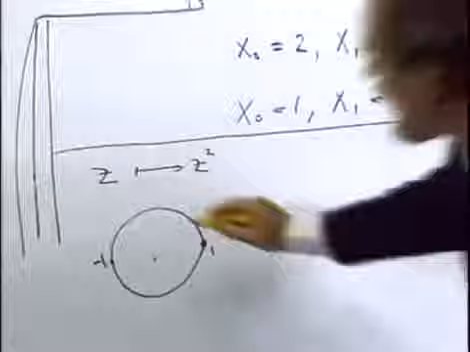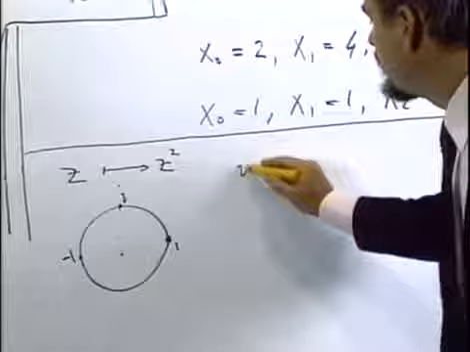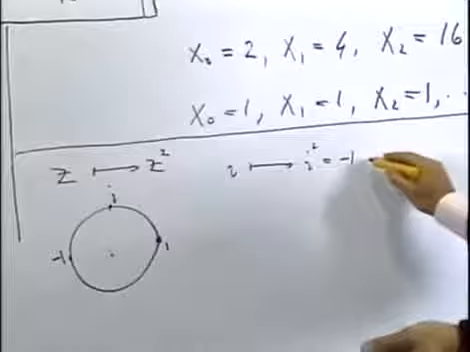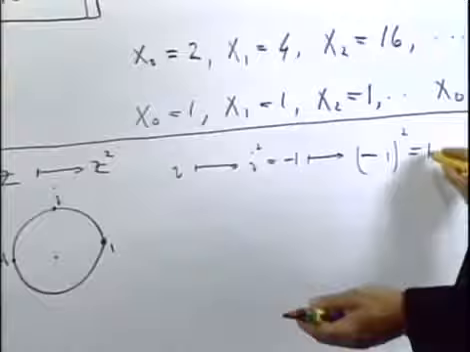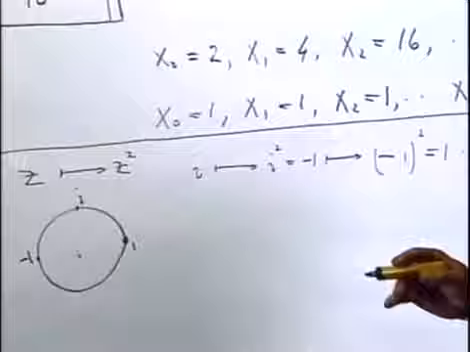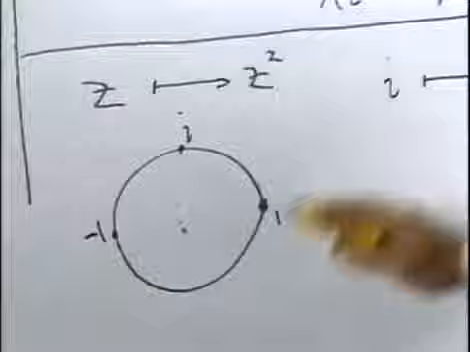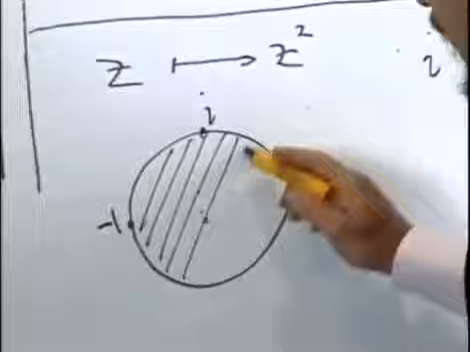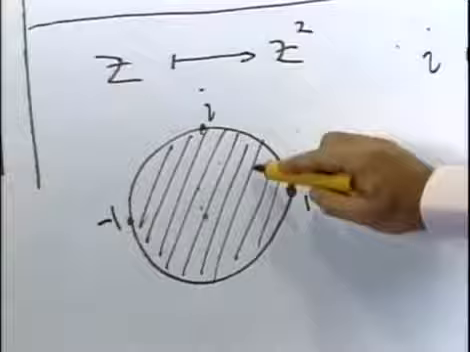What happens, for instance, at the number i? Well, i maps to i squared, which is equal to minus 1, which maps to minus 1 squared, which is equal to 1. So after two moves, it lands on 1. This brings up a very natural construction. The points inside the closed unit disk are the points whose orbits, the sequences such that if you start at such a point and consider the iterates, remain bounded.